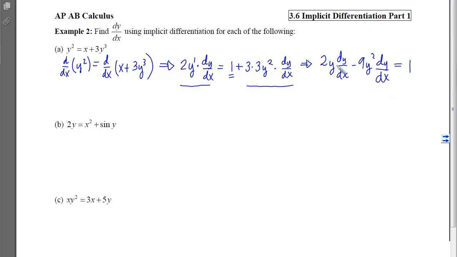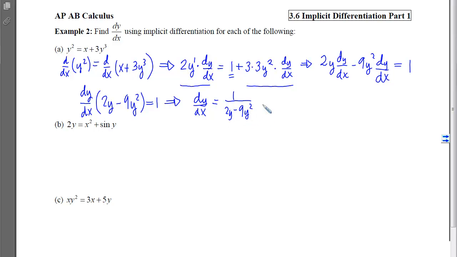Now I have dy/dx on the same side, and it's showing up in both terms. Because it's showing up in both terms, I can factor it out. And when I do that, dy/dx gets written 1 time. As soon as dy/dx is written 1 time, I can isolate it by dividing both sides of the equation by this factor. And I'll end up with dy/dx equals 1 divided by 2y minus 9y squared. And we're done.